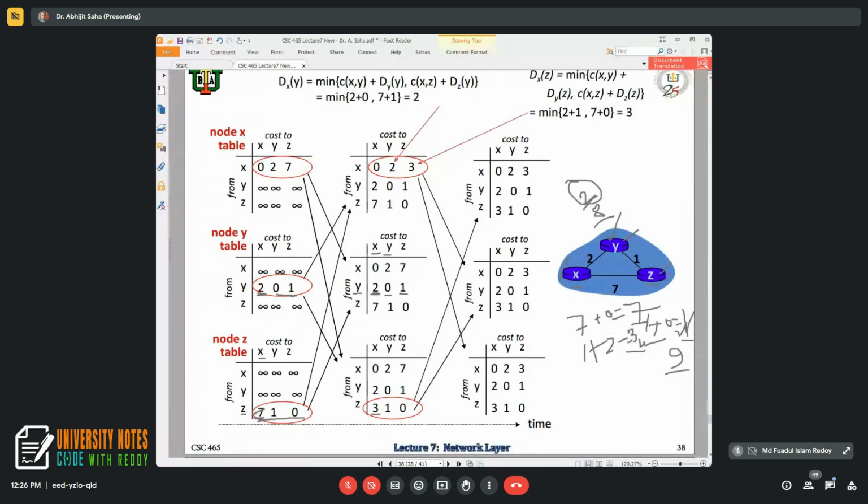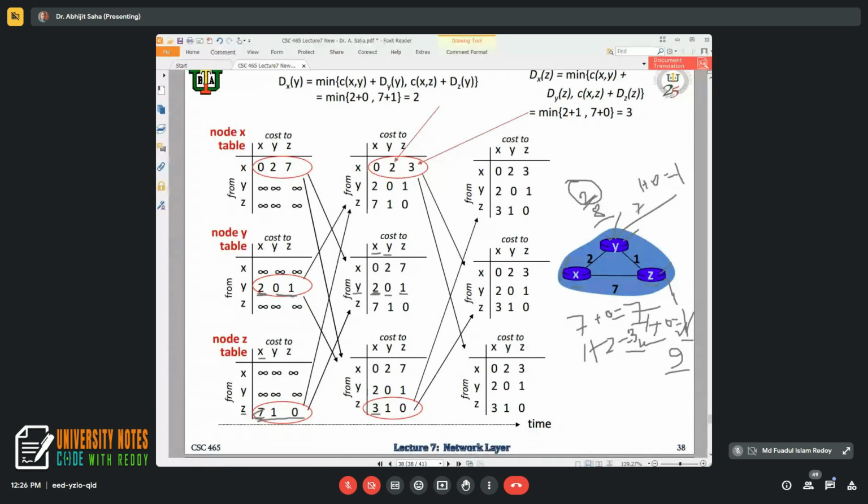Z to Y. So if you are going from Z to Y, this is node Z and this is node Y, right? Z to Y you want to go. So that is the cost of Z to Y plus dY to Y. That means it is going to be 1 plus 0, which is 1.